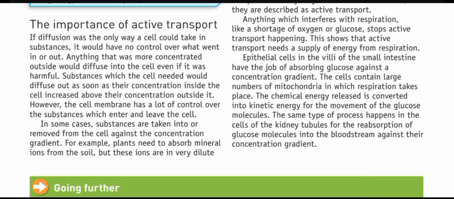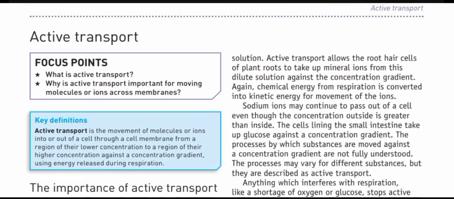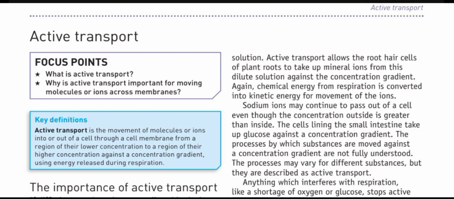Now we discuss the example, the plant root hair cell. Plants need minerals from the soil, but these mineral ions are present in the soil in a very dilute solution. Diffusion can't work in this case, so root hairs use active transport to take minerals from the dilute soil solution into the root cells where the concentration is higher. This movement is against the concentration gradient and it requires energy from respiration.